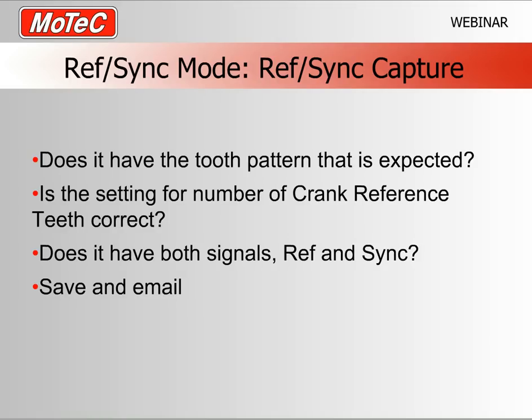Is the setting for the number of crank reference teeth correct? So we have ref sync mode: what type of pattern is it? We have the crank reference teeth. Now the crank reference teeth setting is how many teeth I have per one crank revolution. Just as a quick reminder, based on our previous ref sync webinars, in a missing tooth mode, let's say I have 36 minus 2 teeth, the crank reference teeth is 36. It's the number of evenly spaced teeth that would be there if I hadn't cut a couple off. So 36 minus 2, it's 36 teeth, not 30.